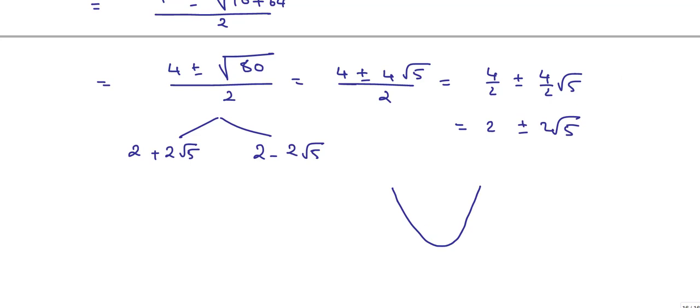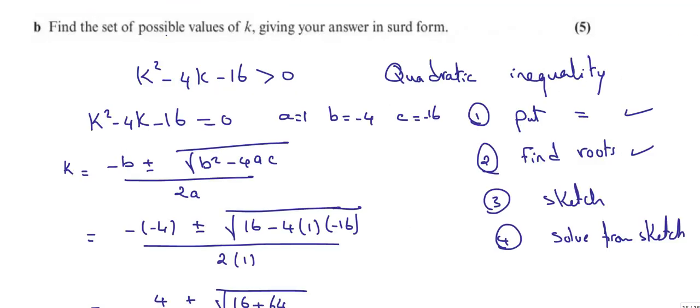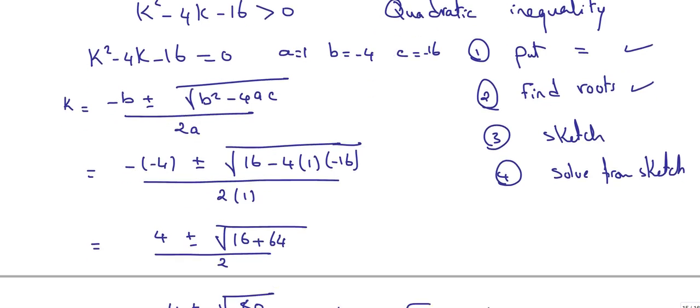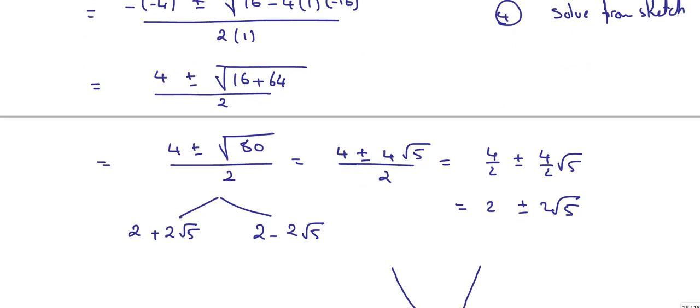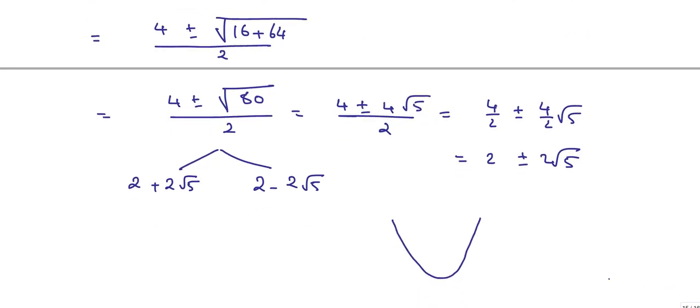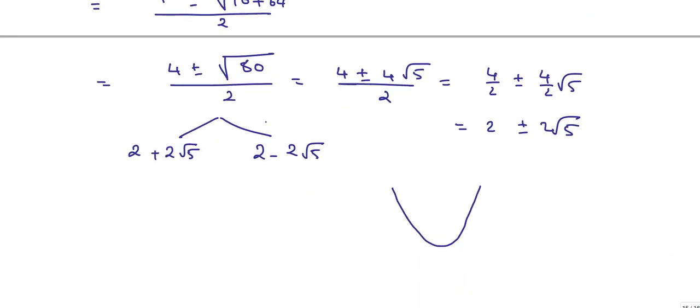So, sketch. Go back to the question. It says find the set of possible values, giving your answer in surd form. What does surd form mean, guys? Surd form means radical. If you have a square root, keep it. Don't write the answer in decimals, please. If you do this, they will subtract some marks. Keep it in radicals.